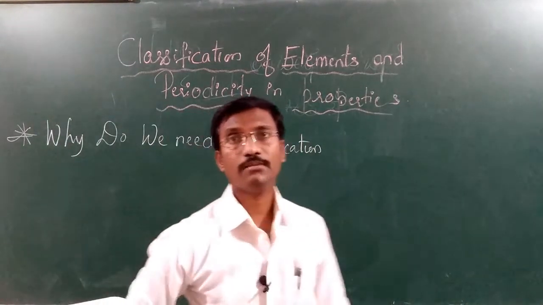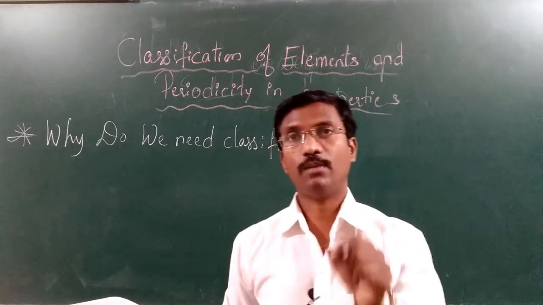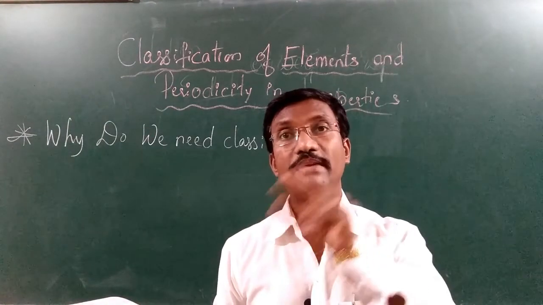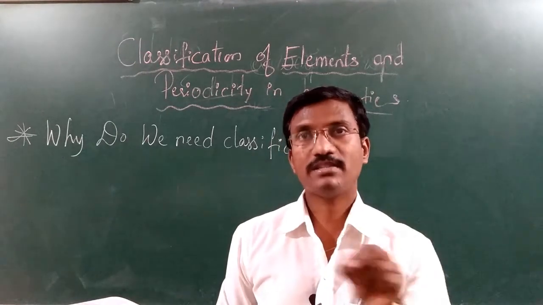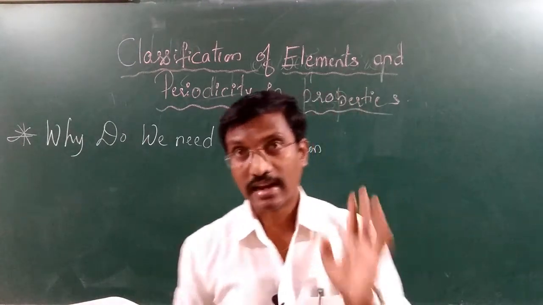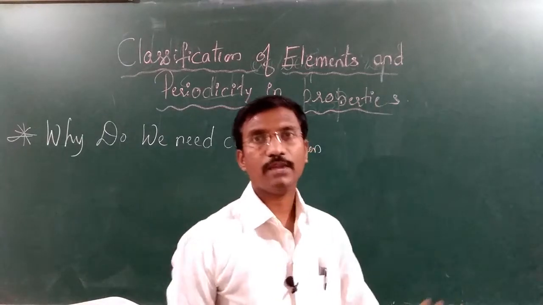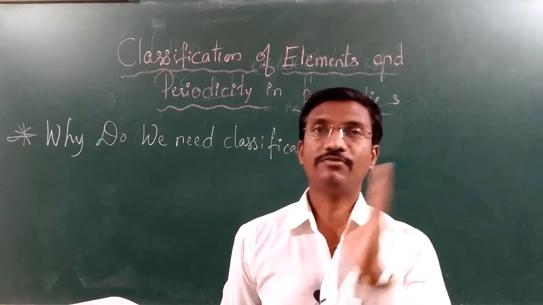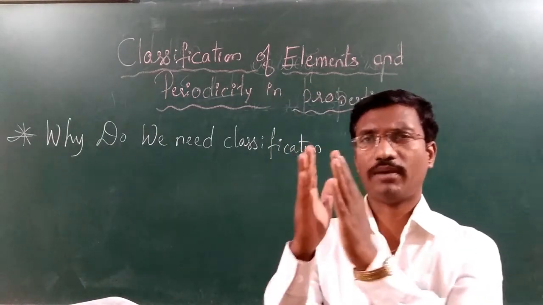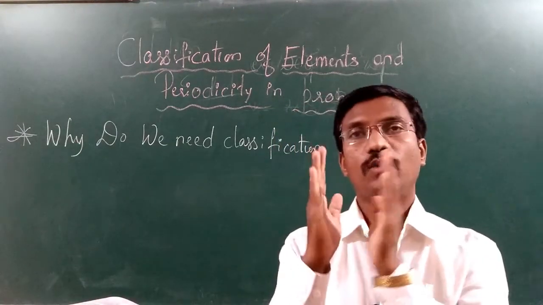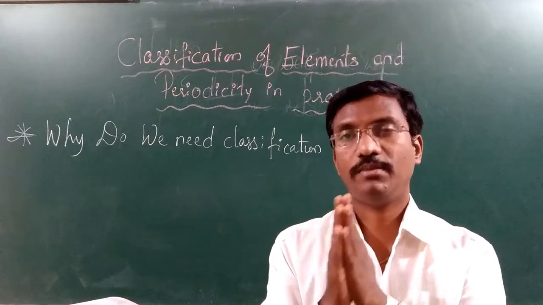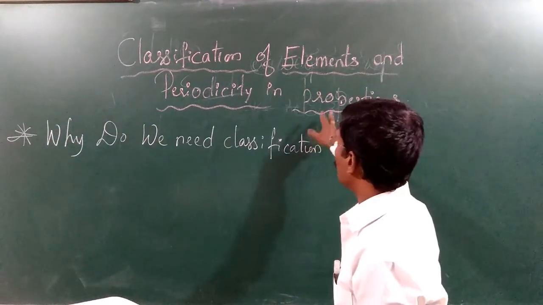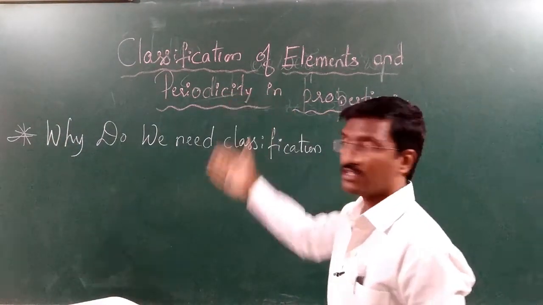Periodicity in properties means we are going to classify the elements based on their properties which undergo a period. Periodicity is nothing but the properties of the elements repeating. Based on that, we are classifying the elements on the basis of similarity of properties. The elements which have the same property are placed in one group or one place. That is called classification. We do it by giving preference to properties which repeat. Periodicity is nothing but repetition.